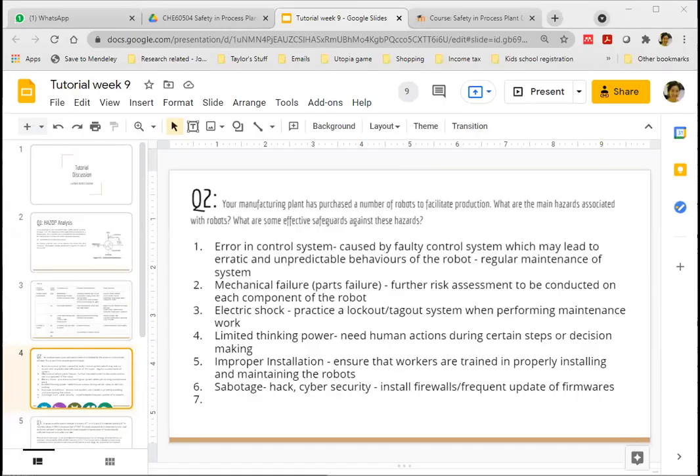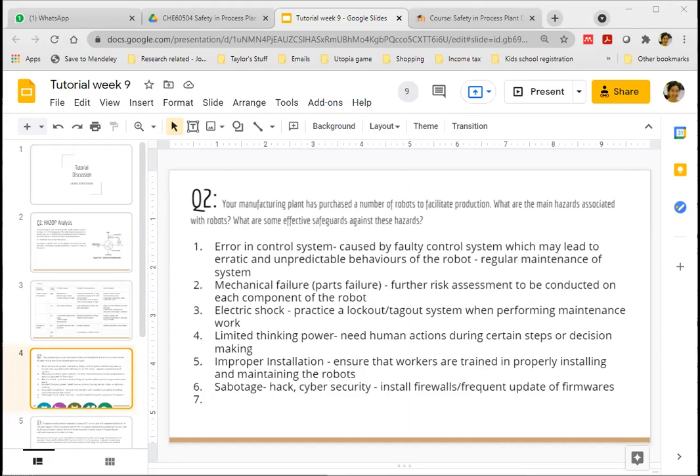For question 2, the question is, your manufacturing plant has purchased a number of robots to facilitate production. What are the main hazards associated with robots, and what are some effective safeguards against these hazards? The first hazard that we came up with is the error in the control system, whereby there is a fault in the control system which may lead to erratic and unpredictable behaviors of the robot. One safeguard is to conduct regular maintenance on the control system.